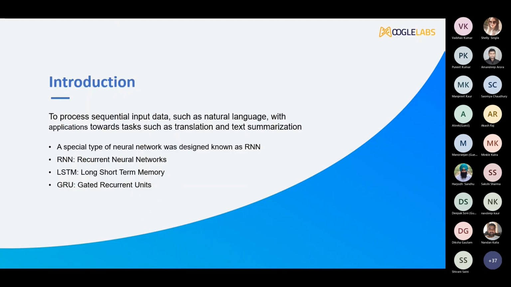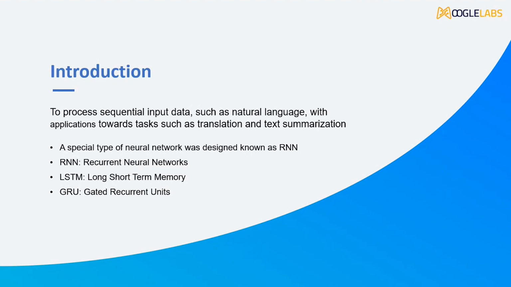As we all know, to process sequential input data, traditional neural networks do not work well. So we have a special type of neural network called RNNs, or recurrent neural networks, which primarily focus on tasks like translation, text summarization, or other kinds of sequential data. Sequential data means the information is in a sequence, in terms of time or in terms of positioning. Like in text, there is no time, but there is some positioning of the words.